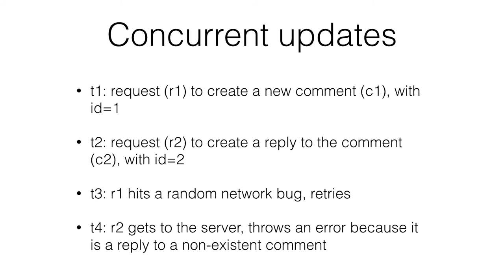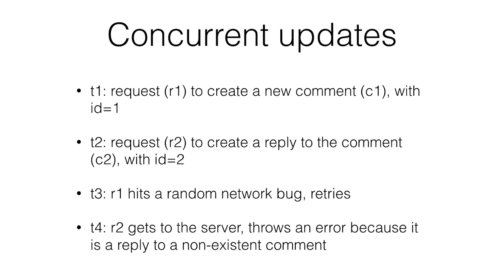So in this example, we created a new comment and made two requests to create, and the second request references the first request. The first request takes extra time for some reason. Then when the second request gets to the server, it throws an error because it's a reply to a non-existent comment. The C1 hasn't been created yet.